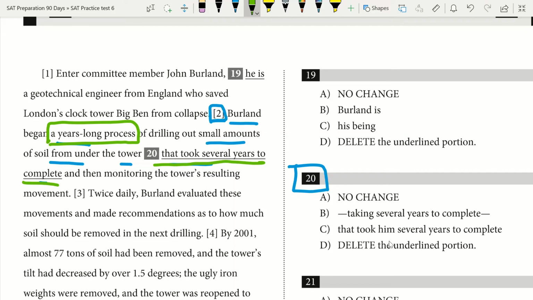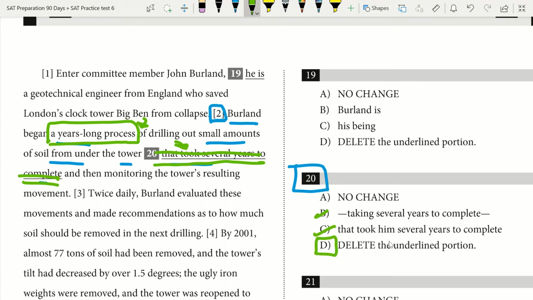Now, those two things mean the same thing, and saying "that took several years to complete" is the same as "a years-long process." What that means is that we're repeating something and we're being redundant. Okay, so we're violating both those rules. We're being repetitive and we're being redundant. So therefore, we want to delete that underlined portion to get rid of that repetition and redundancy.